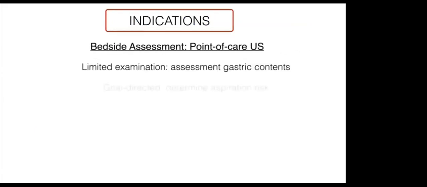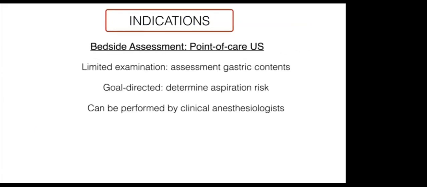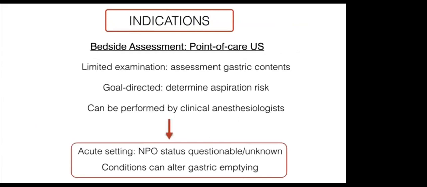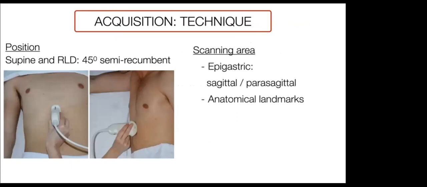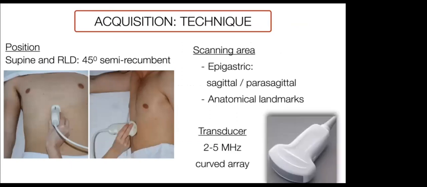First, indication. It's a bedside assessment. It's a limited examination, goal-directed to determine aspiration risk, and it's performed by us, clinical anesthesiologists, in the acute setting, when we have doubts about the NPO status or any condition that can alter gastric emptying. It's in supine and right lateral decubitus. We can add 45 degrees semi-recumbent in the epigastric area with a curvilinear array probe in abdominal settings.